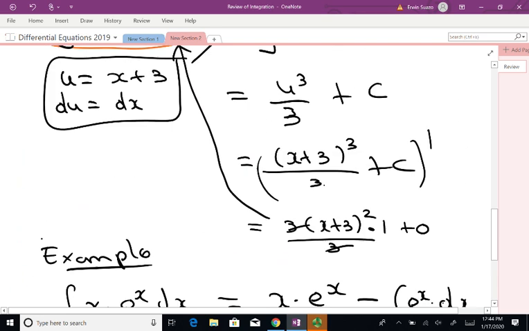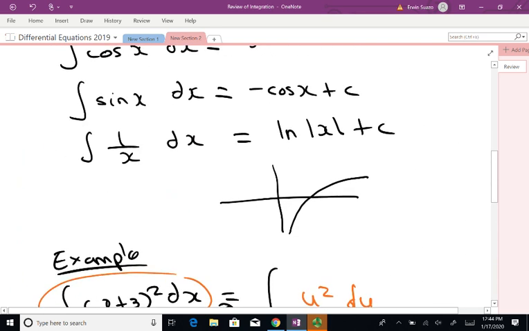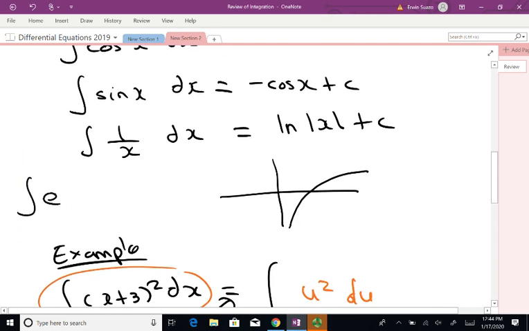Oh, I forgot that one, right? So one of the formulas here is for e to the x. The integral of e to the x is e to the x. That's also a classical formula.